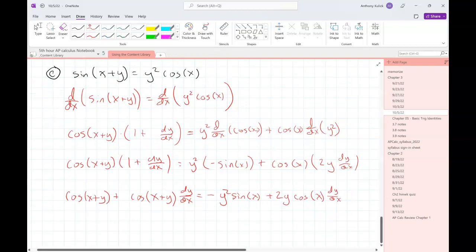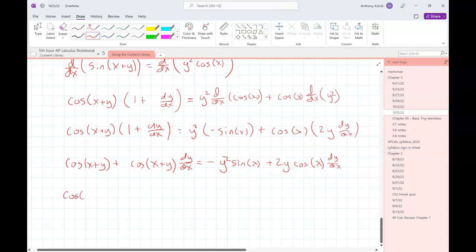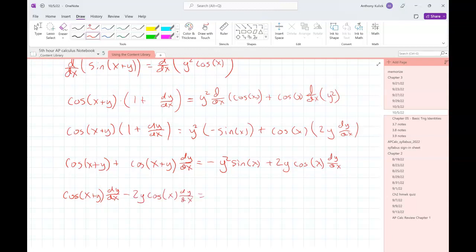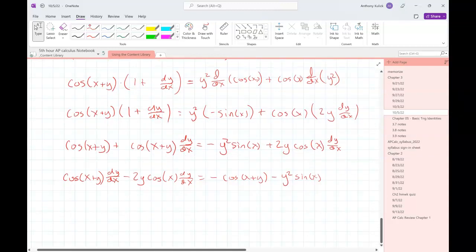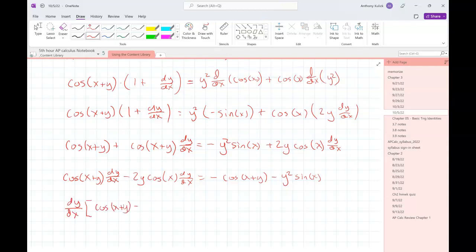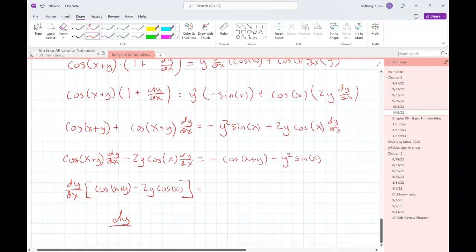And then just like before, I'm going to move everything with the dy dx onto one side and everything without the dy dx's to the other. Maybe I should say each term instead of thing. Let's be specific. Everybody okay there? Factor off the dy dx. And then divide by the cosine of x plus y minus 2y cos x.